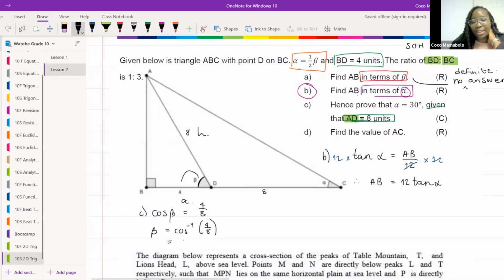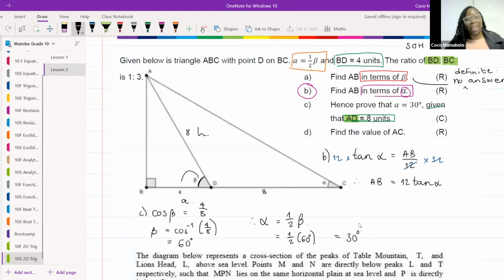So now we know that beta is equal to 60. And if beta is equal to 60, alpha will then be equal to... remember, alpha is half of beta. And we know that beta is how much now? Half of 60 is 30, right? Which is 30 degrees. Excellent. That's it. And that's how we know that the answer is actually what we're looking for. We've just proved it. Well done, Tiana. Excellent work.